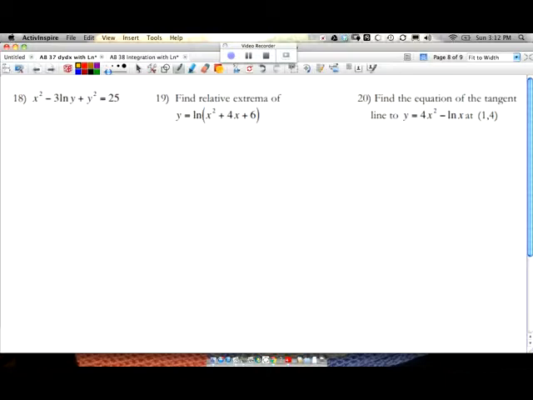Alright, now I think we're going to see some applications of this. Not just a direct question, but more, how do I kind of deal with additional details? Well, let's look at the first one. It says 18 here, number 18. It says x squared minus 3 times natural log of y plus y squared.